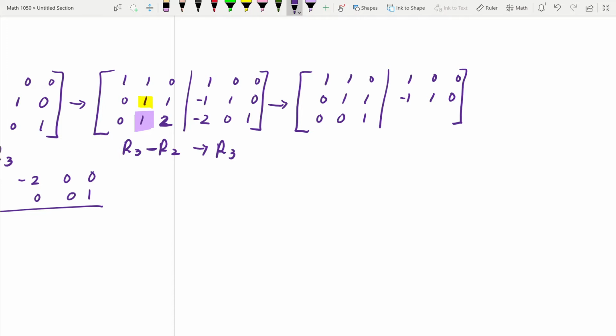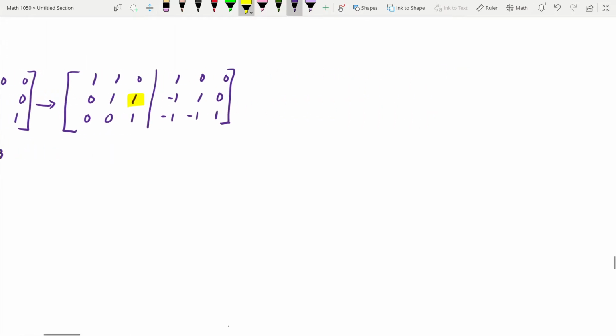Negative 2 minus a negative 1. That's a negative 2 plus 1, which is a negative 1. 0 minus 1, negative 1. 1 minus 0, 1. The next thing I need is a 0 right there. Remember, for that position, I cannot use row 1 because this one and this one will mess up this 0 and this 1.